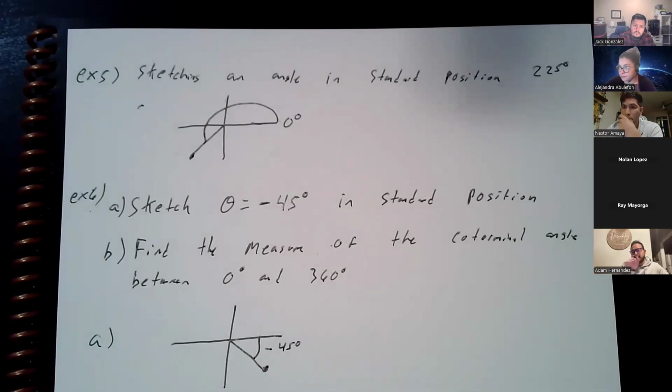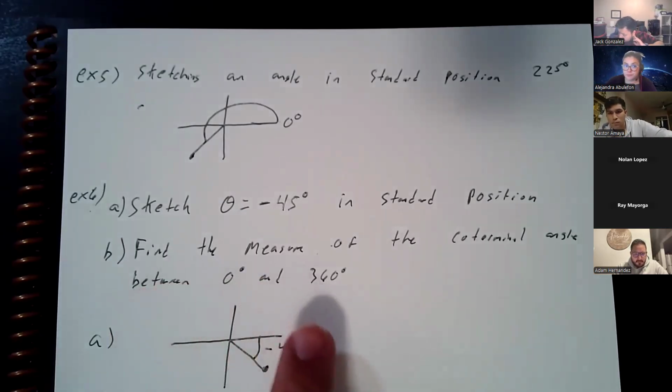Sir, what's the word before angle on B? Find the measure of the coterminal angle.